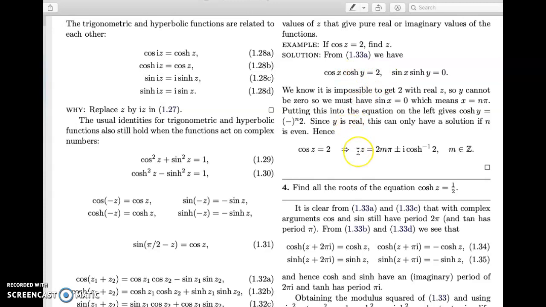So our final answer then is z equals x plus iy. x is 2m pi, as we've said, and y is inverse cosh of 2, which can be plus or minus, since cosh is an even function, so it has 2 possible inverses.